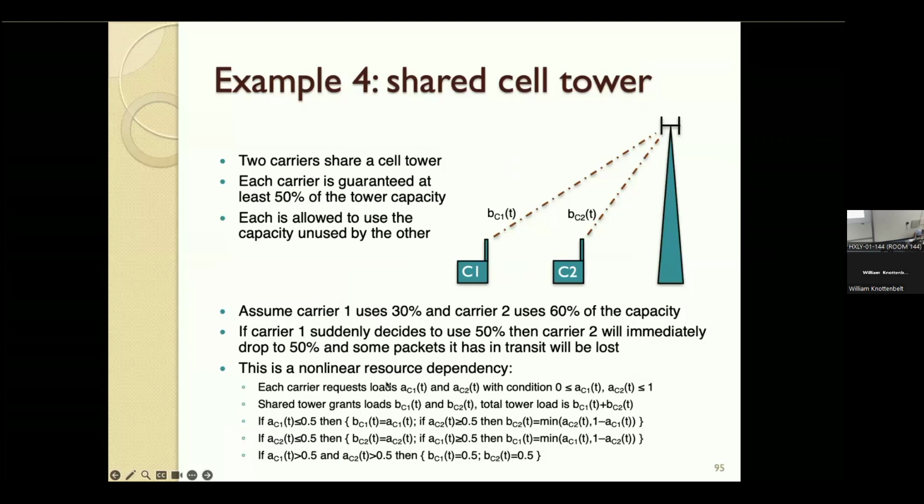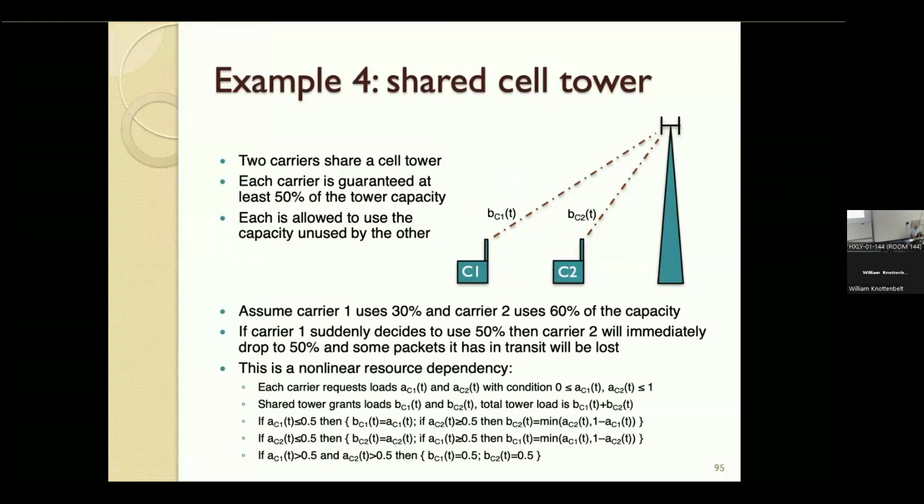So if AC1 is not using its full share, it gets that, and C2 is actually allowed to get the leftover share. And the same thing in the other direction. And if both are greater than 50%, then we say they both get 50%. So this is a dynamic system, which is all functions of time. So the solver for this is more complex, but at least we have the equations.